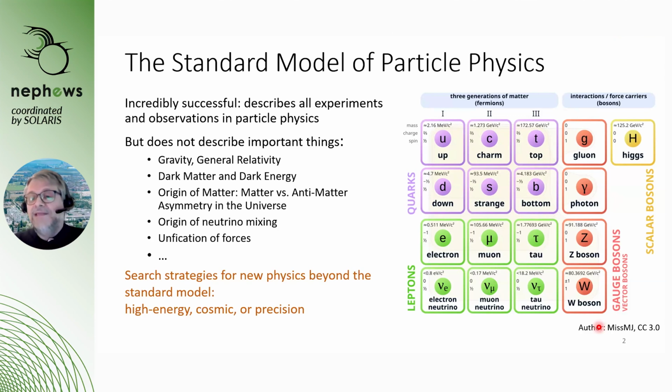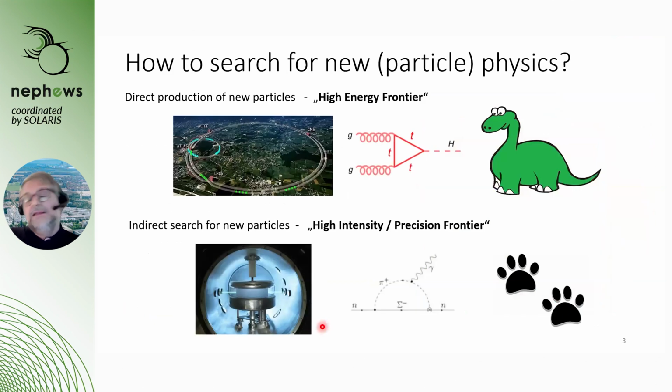If you want to find out about those things, then you have basically three strategies. You can either go to colliders and try to directly produce new particles. This is called the high energy frontier. Or you can look at astrophysics observations, which is called the cosmic frontier. Or you can do precision physics at much lower energies. Forgive me this cartoonish way of looking at it.